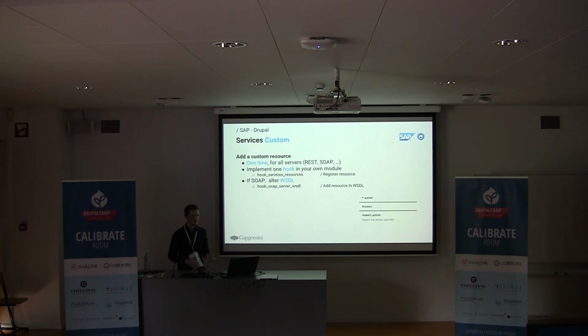How did I implement this custom service? It's just one hook. We have to create our own module, and we implement one hook, the hook services resources. Now, because we're using SOAP, we also have to hook in our SOAP server module to update our WSDL. Maybe this module can be a little bit updated, and then this wouldn't be needed, but at the moment it is needed to implement this.